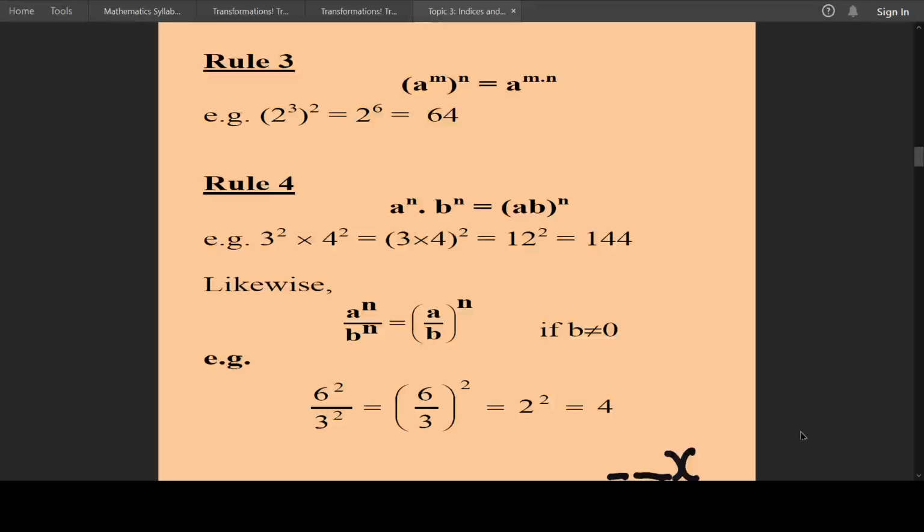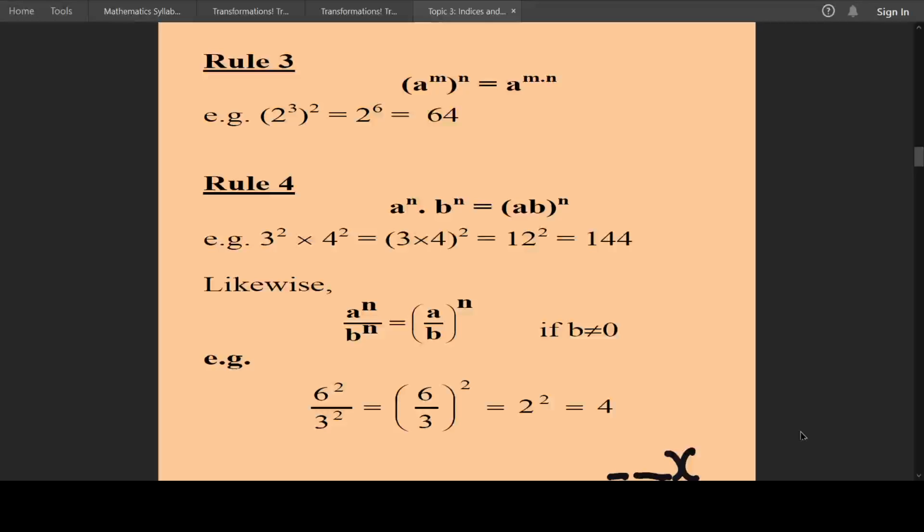Rule number 4. Here we have different bases. A to the power n and b to the power n have different bases, but the powers are the same. The power n is common to both bases a and b. So what you can do is enclose a and b in brackets and then put the power n. They are being multiplied by the same power, so you just close them in the bracket, then raise to the power n once.